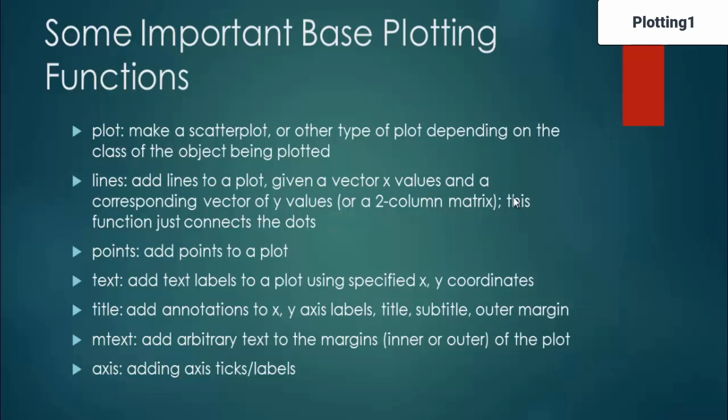Points is the same as lines; what points does is add points to a plot. And text adds text labels to a plot using specified x, y coordinates. And title adds annotations to the x, y axis labels, title, subtitle, outer margin, etc. Mtext adds arbitrary text to the margins, inner or outer, of the plot. And axis adds axis text or labels.